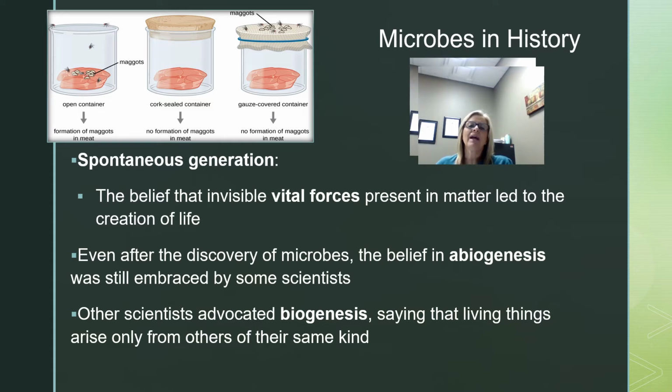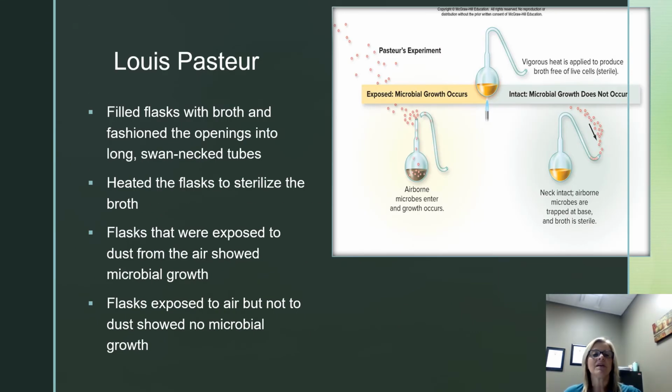So as more information came to light with technological advances like microscopes, we began to have people advocate for that biogenesis, beginning with life, okay? And that life must come from life, and living things arise only from others of the same kind, which was a very important understanding. So there are several important scientists we're going to look at. Louis Pasteur was one of those. And like I've already said, scientists debated this biogenesis and abiogenesis for a very long time.